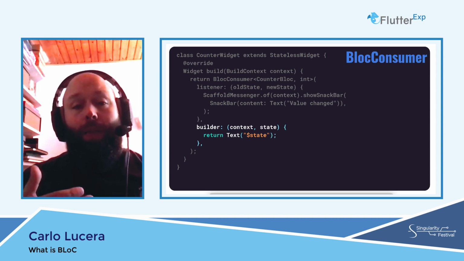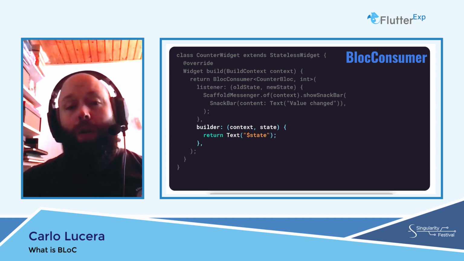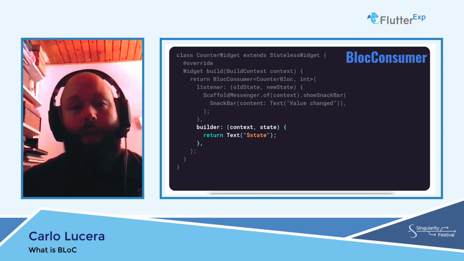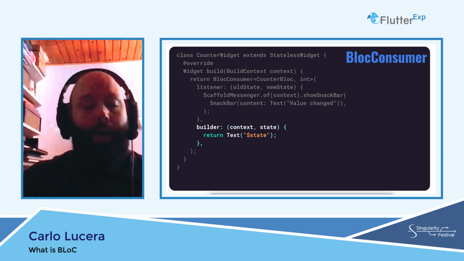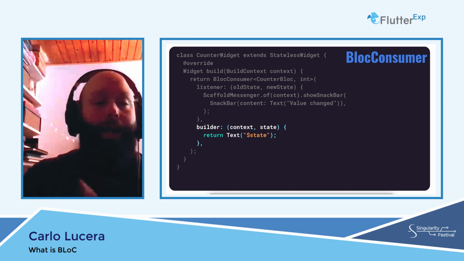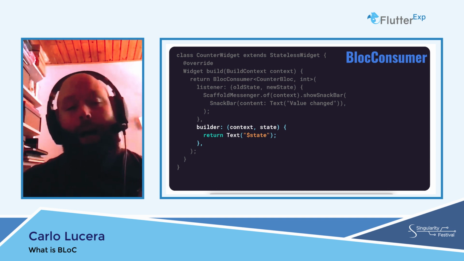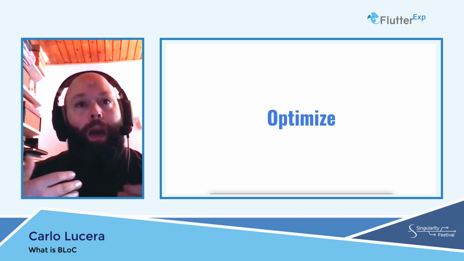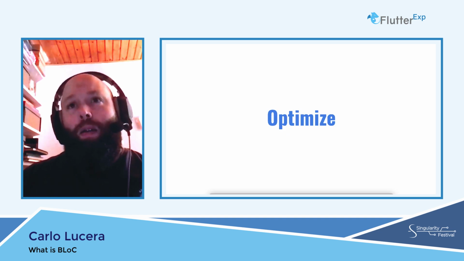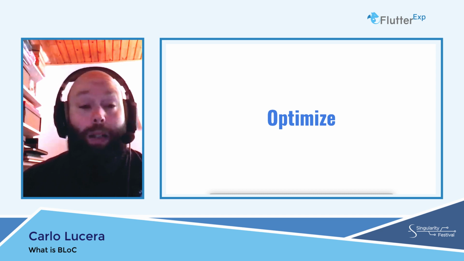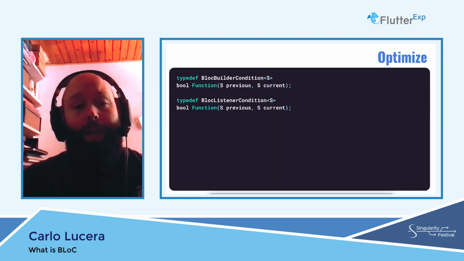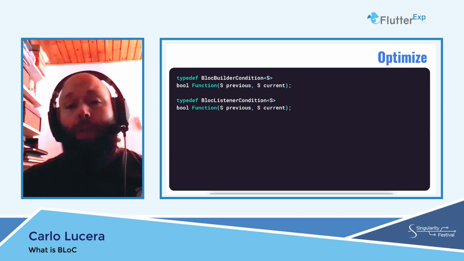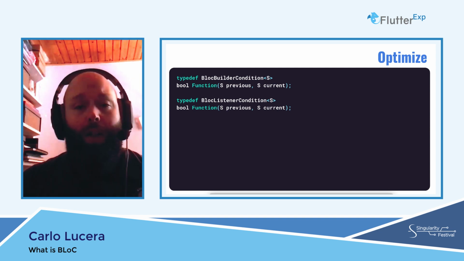Other than that, we can use the listener, for example, for some navigation-related task. For example, if the user is no longer connected, navigate outside of this view. Meanwhile, show my state in the UI. But of course, these make you ask some questions, like, how can I optimize that? Basically, we can optimize the changes by using the listenWhen and buildWhen functions.